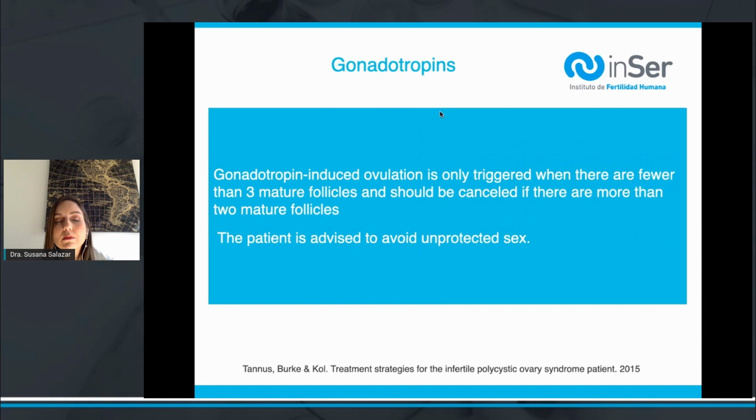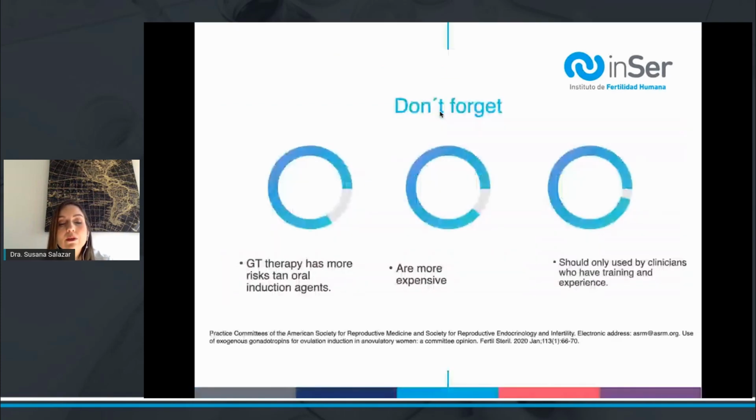Gonadotropin-induced ovulation is only triggered when there are fewer than 3 mature follicles and should be canceled if there are more than 2 mature follicles. The patient is advised to avoid unprotected sex. Don't forget, gonadotropin therapy has more risk than oral induction agents, is more expensive, and should only be used by clinicians who have training and experience.